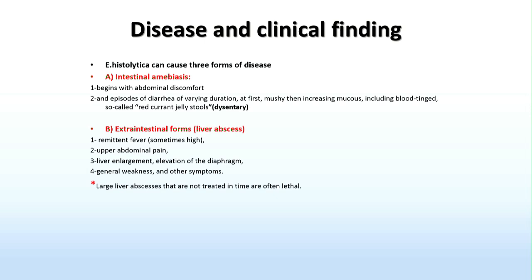The second form of infection, the extraintestinal form, is liver abscess, characterized by remittent fever or sometimes high fever. Second, upper abdominal pain. Third, liver enlargement, elevation of the diaphragm. Fourth, general weakness and other symptoms. Large liver abscesses that are not treated in time are often lethal. The third form, extraintestinal amoebiasis, is much rarer and includes involvement of the lung, brain, and the skin.